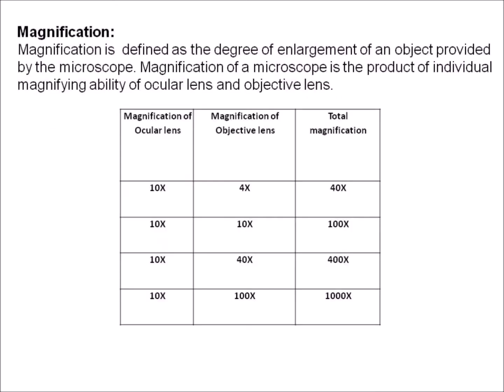Next we can see some key terms in the compound microscope, or in microscopy. The first one is magnification. It is defined as the degree of enlargement of an object provided by the microscope. Magnification of a microscope is the product of the individual magnifying ability of the ocular lens and the objective lens. See here in the table, the magnification of the ocular lens and objective lens are given, and the total magnification is also given.